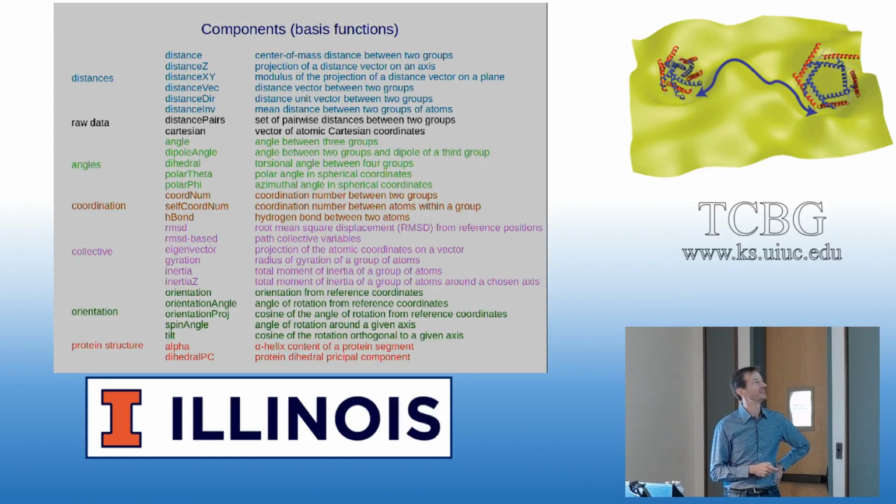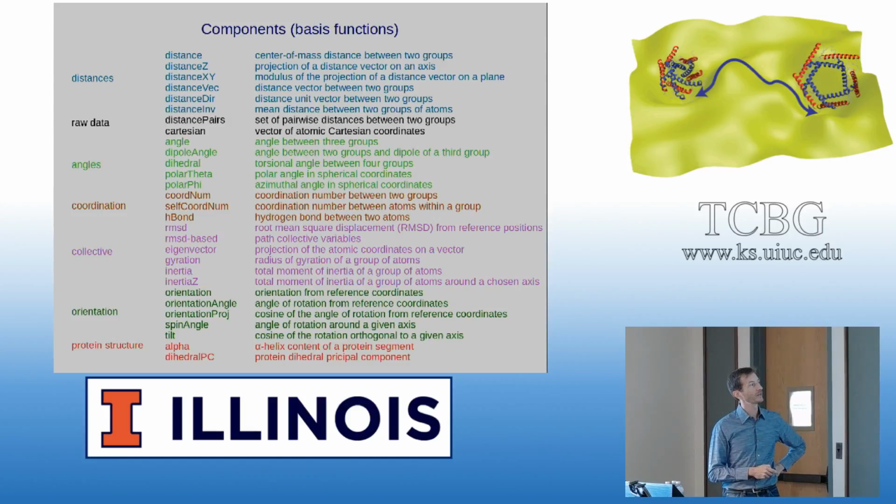Then we have 3 components related to coordinations. The plane coordination number between 2 different sets of atoms. The self-coordination number, so number of pairs in contact within a group of atoms, and then a measure of hydrogen bonds.